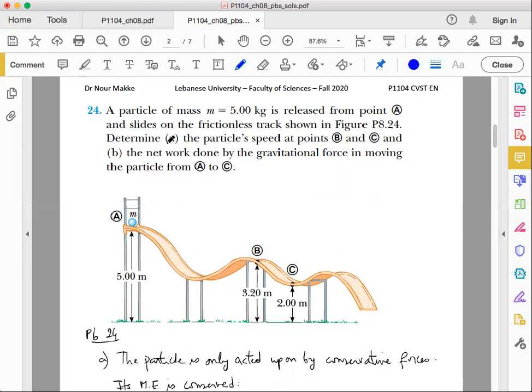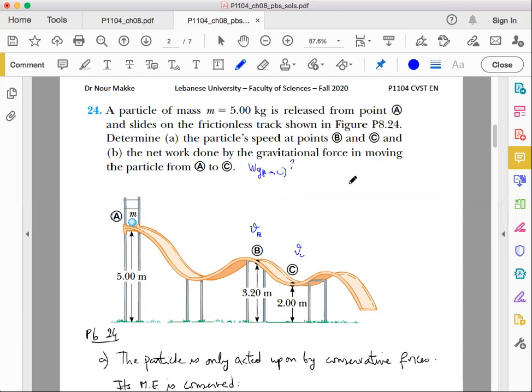We have to determine the particle speed at points B and C. So what is the speed at point B, VB? And what is the speed at point C? So what is VC as well? This is number one. Then we have to determine as well the net work done by the gravitational force in moving the particle from A to C. So how much is WG when the particle moves from A to C?